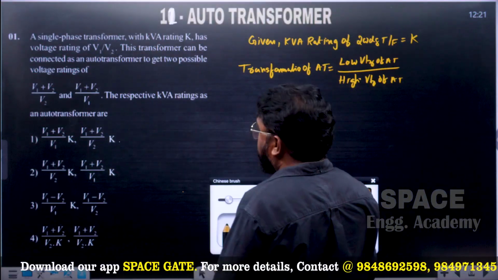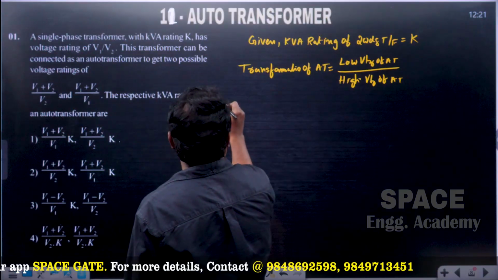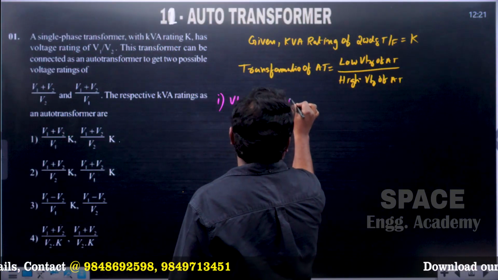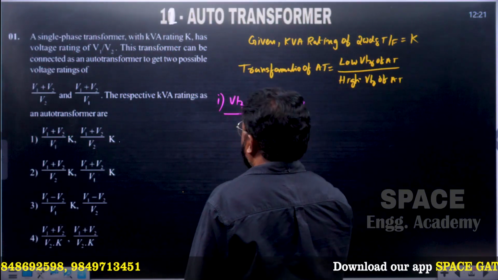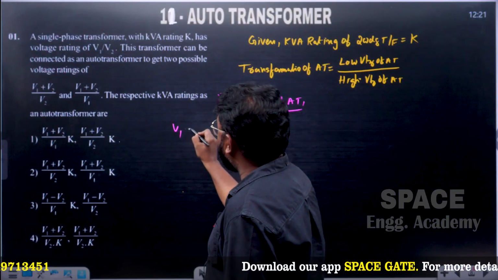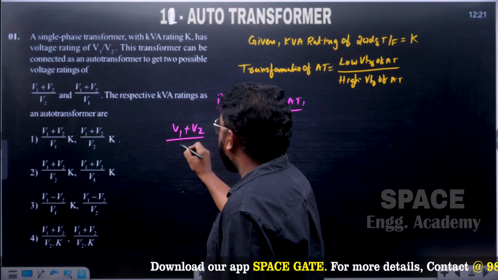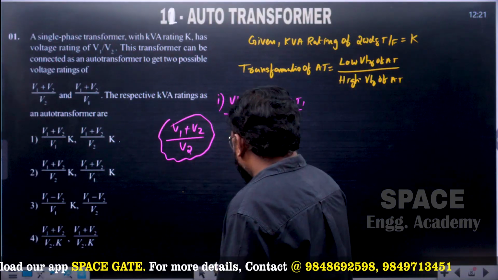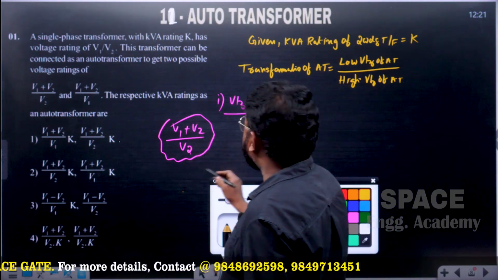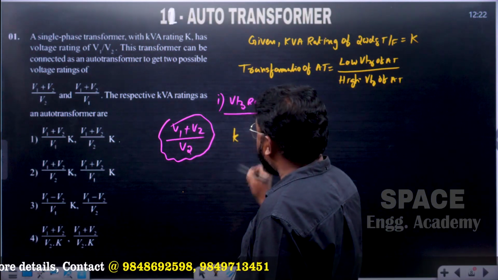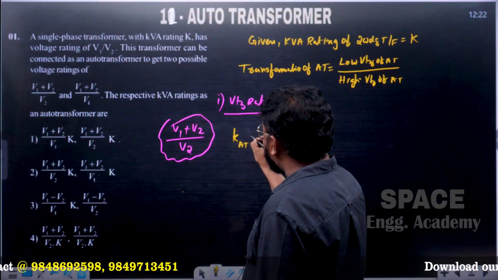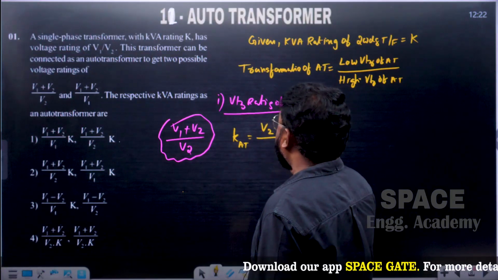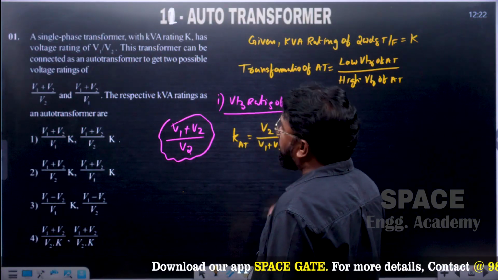In the first combination, V1 is given as the voltage rating of the auto transformer, so that is V1 plus V2 from the auto transformer's point of view. V2 is given, so this is the voltage rating of the auto transformer. From this auto transformer, let us calculate small k, the transformation ratio. Always the low voltage of the auto transformer, V2, divided by the high voltage, V1 plus V2.